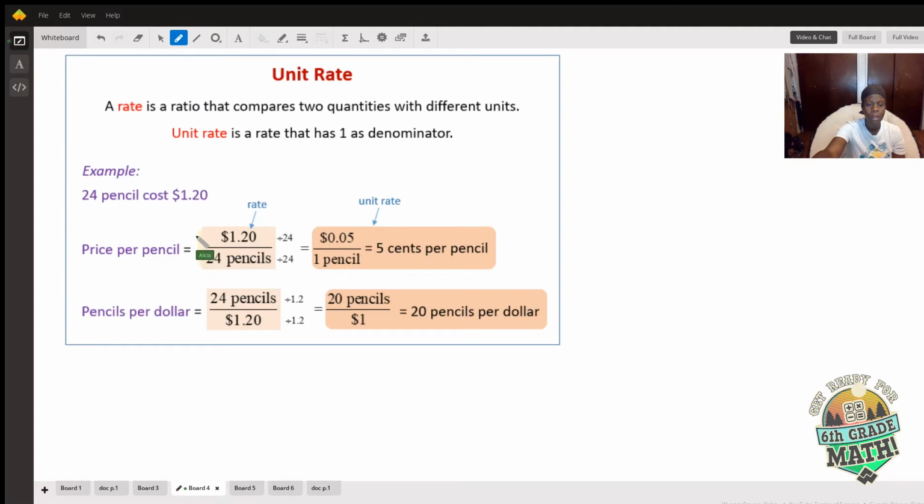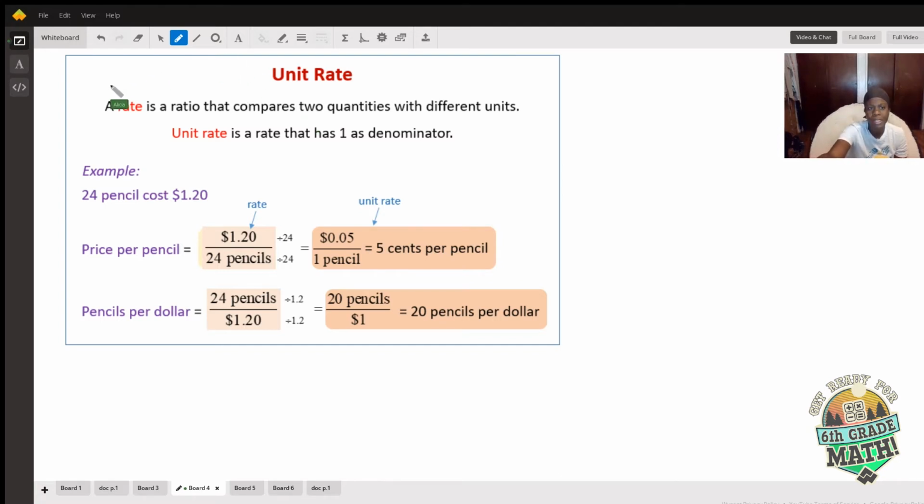Now, let's talk about unit rate. Unit rate is a rate. A rate is a ratio that compares 2 quantities with different units, while a unit rate is a rate that has a 1 as a denominator. So you can compare the same thing 2 different ways.